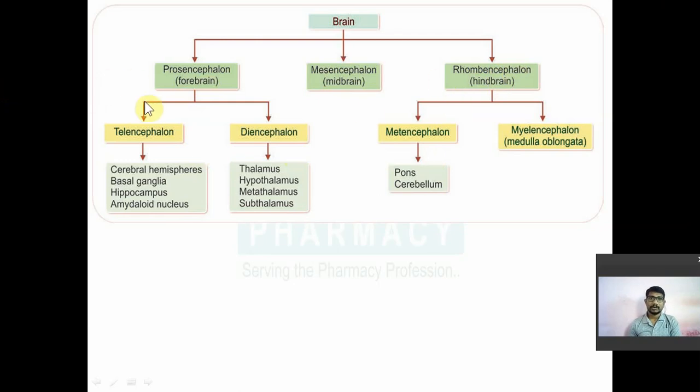The prosencephalon is divided into two types: telencephalon and diencephalon. The telencephalon includes the cerebral hemisphere, basal ganglia, hippocampus, and amygdaloid nucleus. The diencephalon includes the different parts: thalamus, hypothalamus, metathalamus, and subthalamus. Then your rhombencephalon, the hindbrain, includes two parts: metencephalon and myelencephalon. The metencephalon includes pons varolii and cerebellum, and the myelencephalon includes the medulla oblongata.